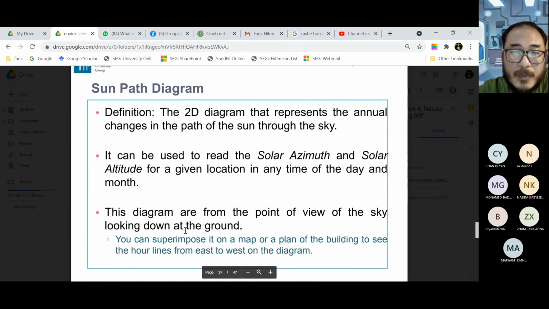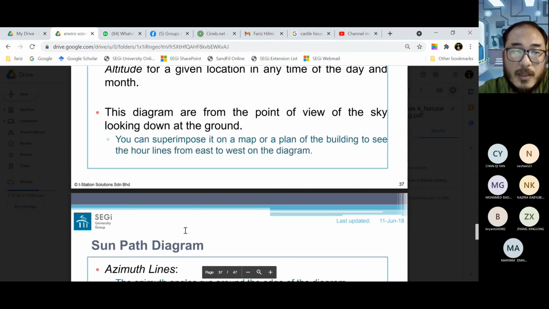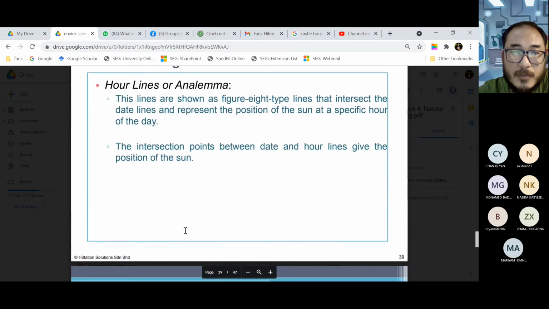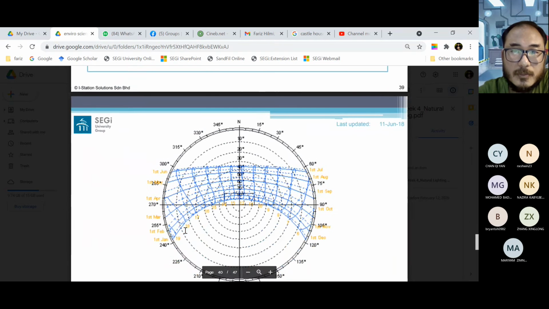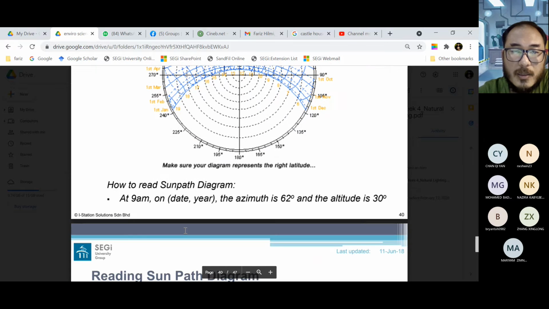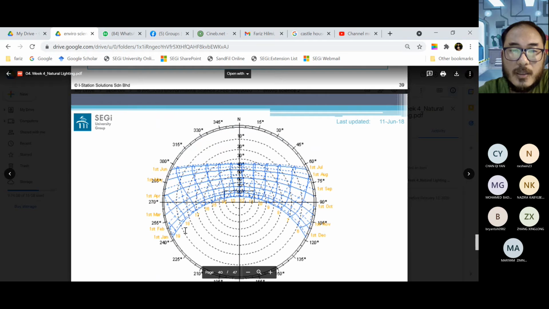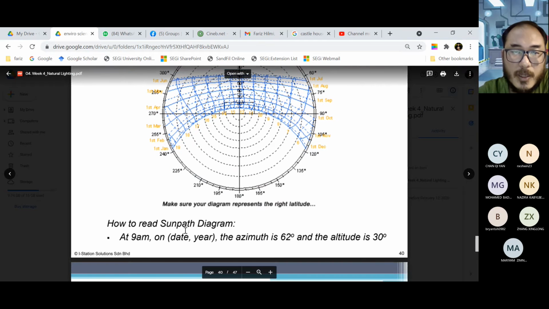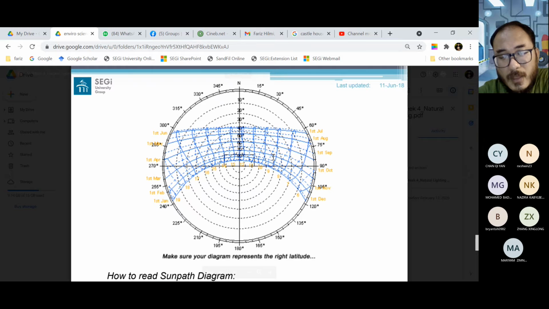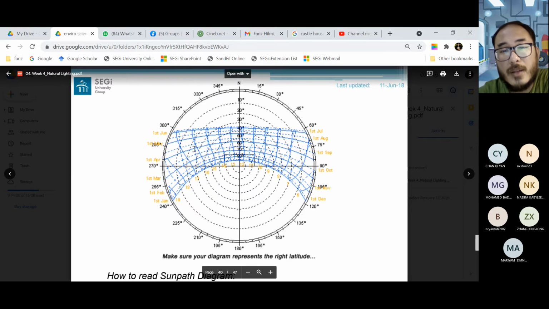Sun path diagram. You already know this, so you can learn. You already learned this. Good. This example is from, didn't mention here, but when you see this curvature is on the top of the circle, it means that it is in the southern hemisphere area. Then you can see the sun path is different.